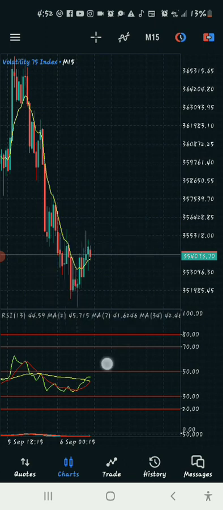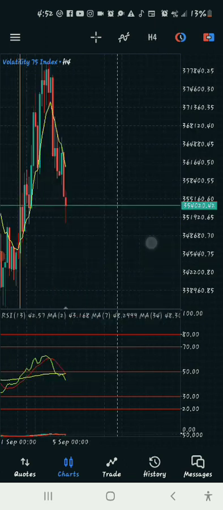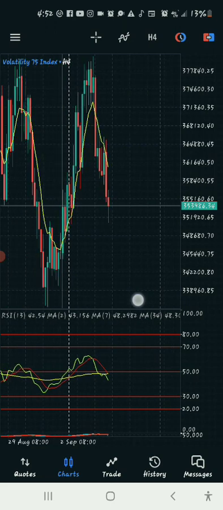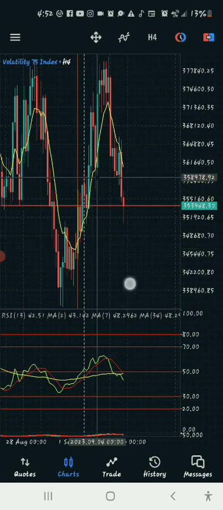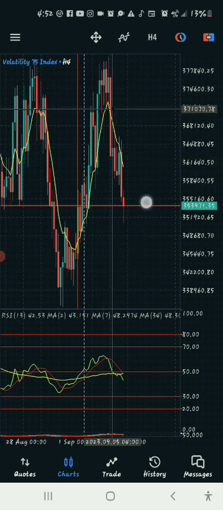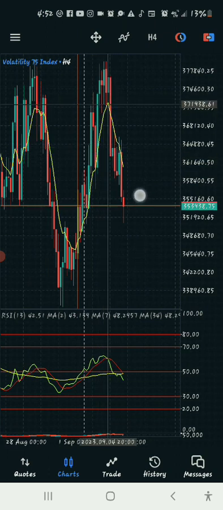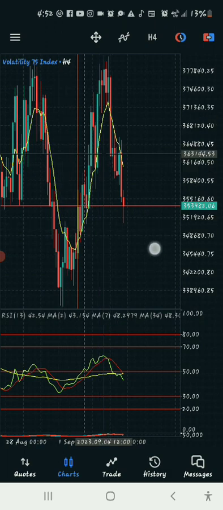So let's say you are waking up on a beautiful morning. The first thing you do is go to your 4 hours time frame. You see this yellow line on our main chart. You check if the 4 hours is below or above this yellow line. If it's below this yellow line, it's on a downtrend. If it's above, it's on an uptrend.